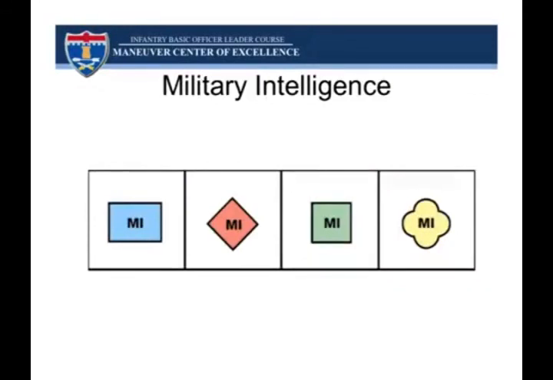As infantry platoon leaders, military intelligence units are one of the most common unit symbols we're going to encounter while we're downrange. This is probably the easiest symbol to memorize because the icon is just the initials MI.